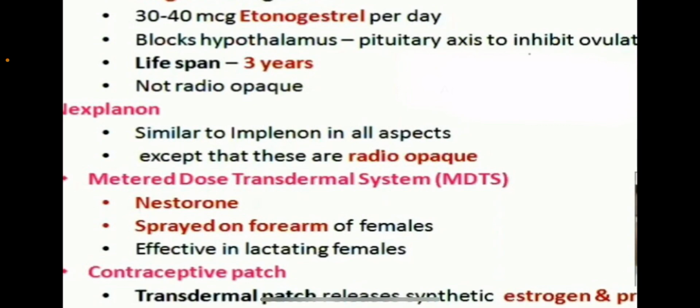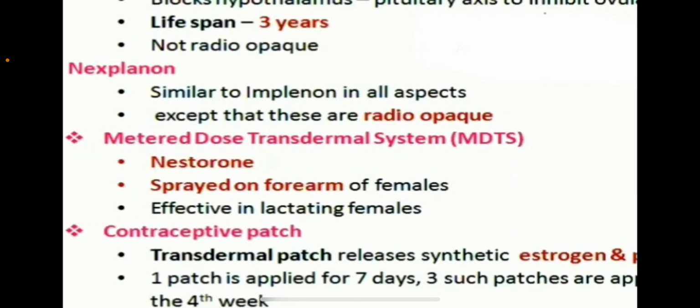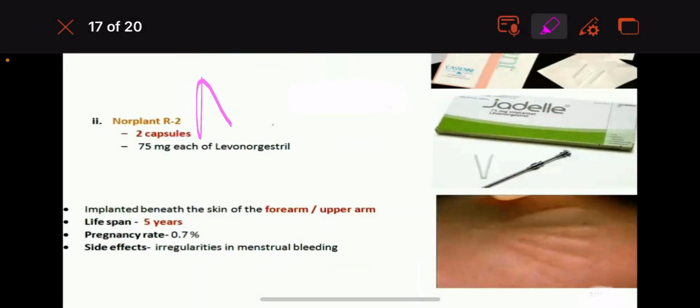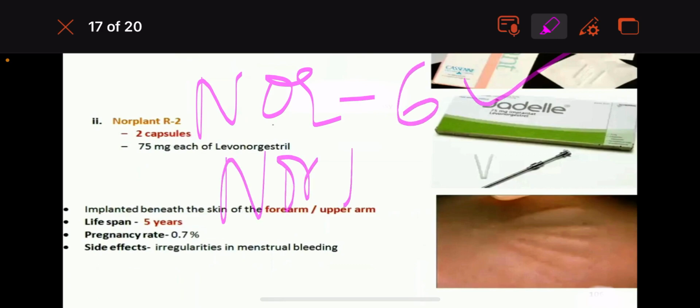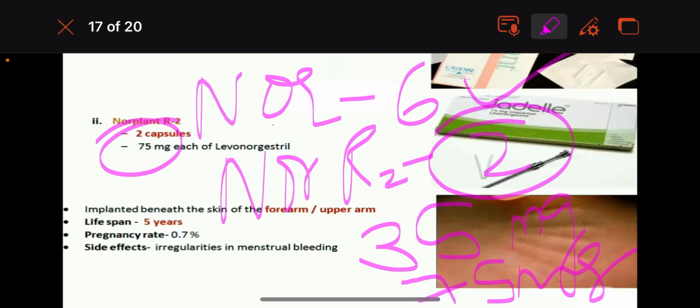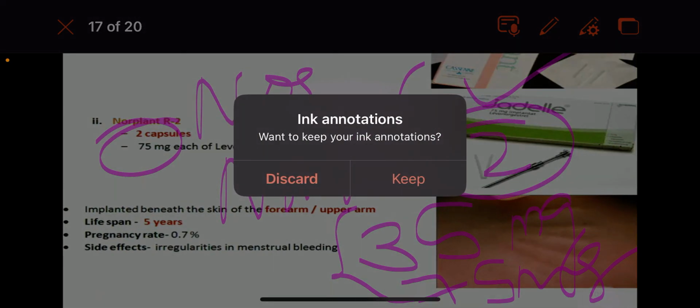Lifespan of Implanon is 3 years. It is non-radio opaque. So for the UG level, guys, remember, Norplant and Norplant R2 are important. Norplant has 6 rods. In Norplant R2 there are 2 rods, and the content you have to remember: in Norplant only 35 mg of levonorgestrel was seen, whereas in Norplant R2 we saw 75 mg in each. The difference between these two is what you have to remember at the UG level.